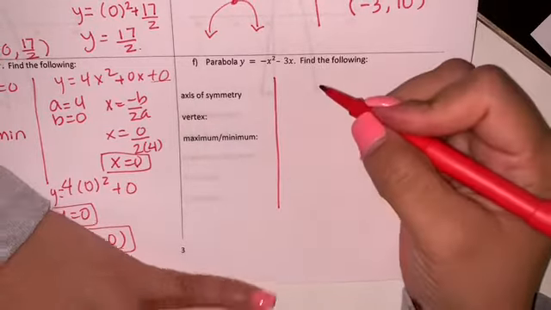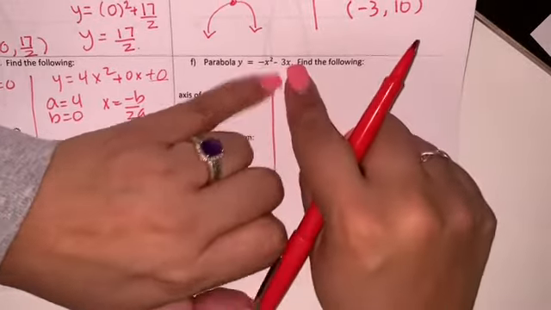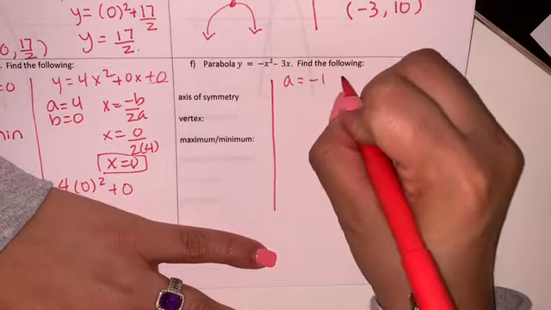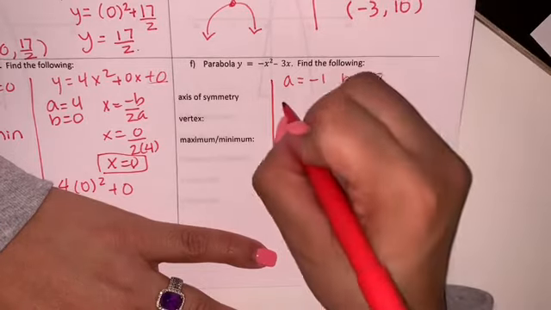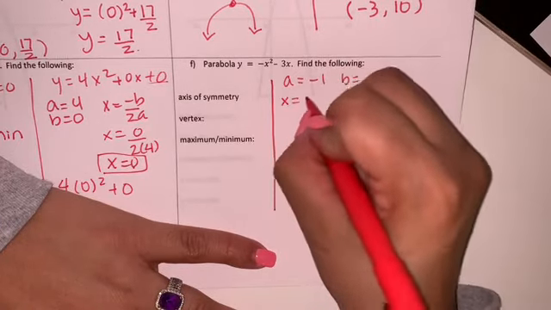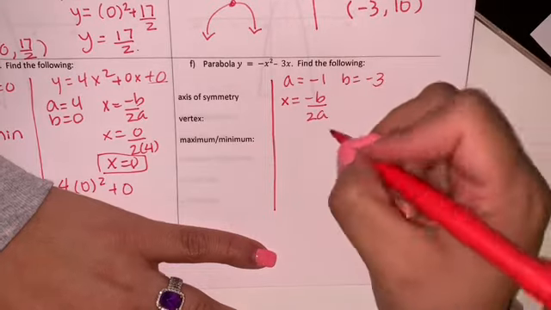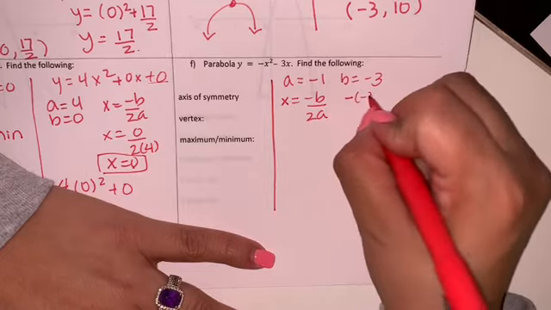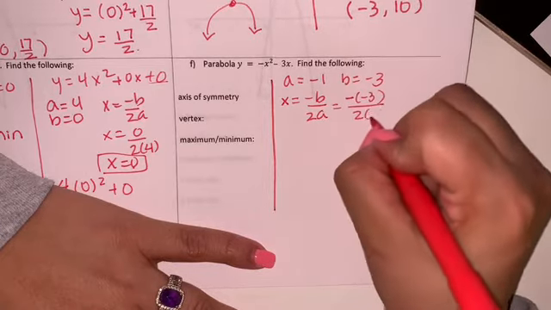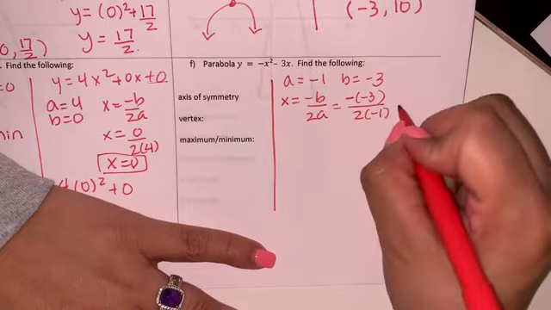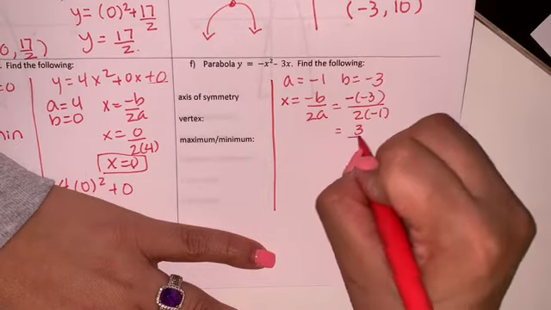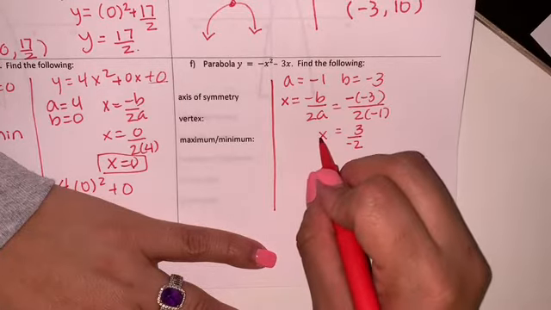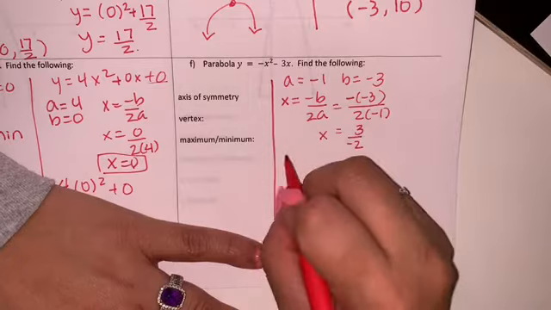Okay, so this is in standard form, but it doesn't have the constant at the end. So I'm going to say that my a equals negative 1, my b equals negative 3, my axis of symmetry is x equals negative b over 2a. You just need to memorize this formula. So that's going to be negative negative 3 over 2 times negative 1, and then that's going to be 3 over negative 2. So that's what my x equals. Then you need to substitute this x into the parabola so you can get a y.